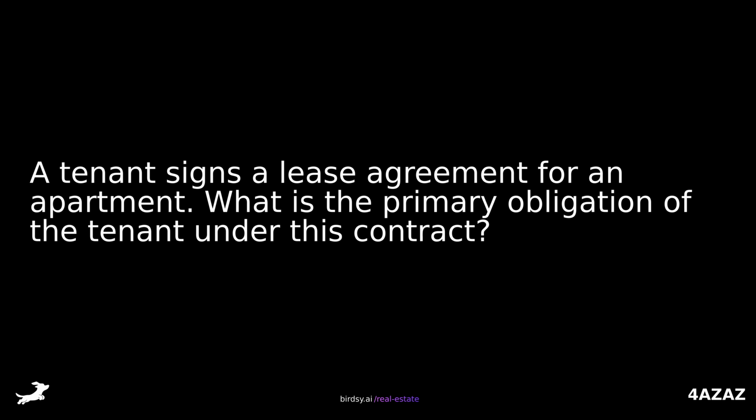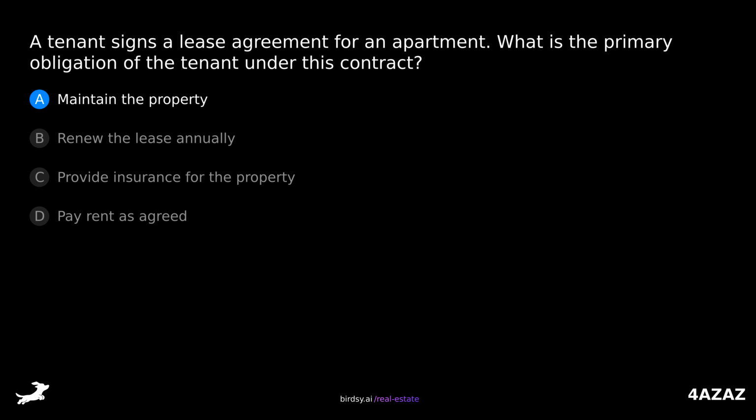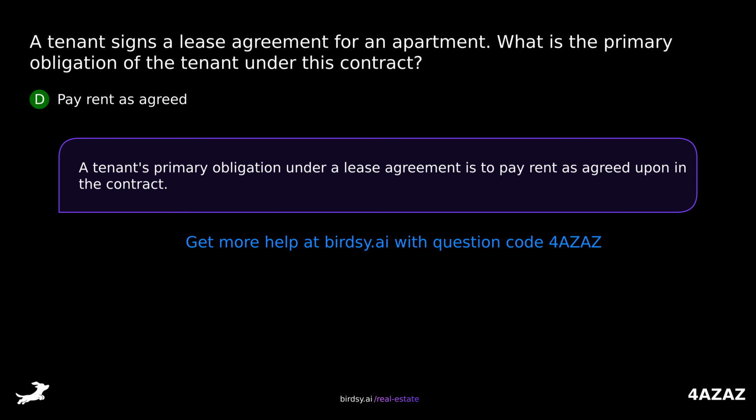A tenant signs a lease agreement for an apartment. What is the primary obligation of the tenant under this contract? Is it A, maintain the property, B, renew the lease annually, C, provide insurance for the property, or D, pay rent as agreed? The answer is D, pay rent as agreed. A tenant's primary obligation under a lease agreement is to pay rent as agreed upon in the contract.